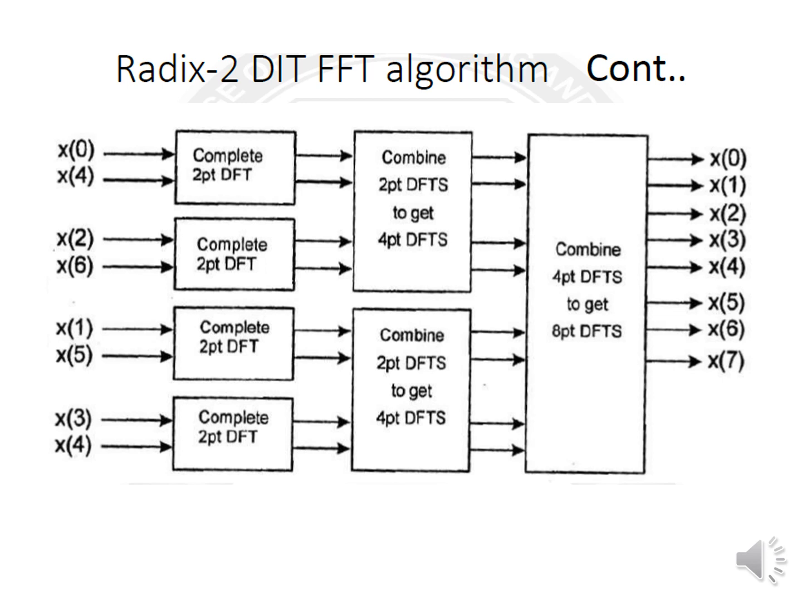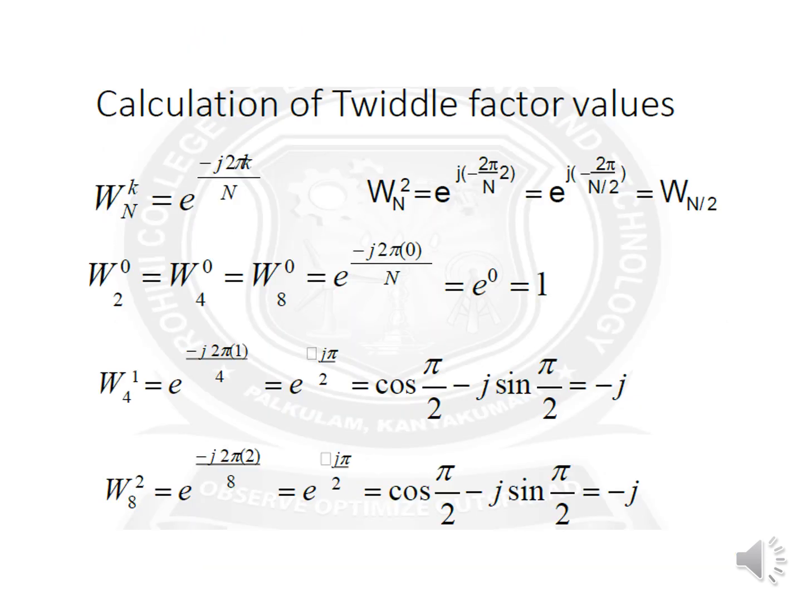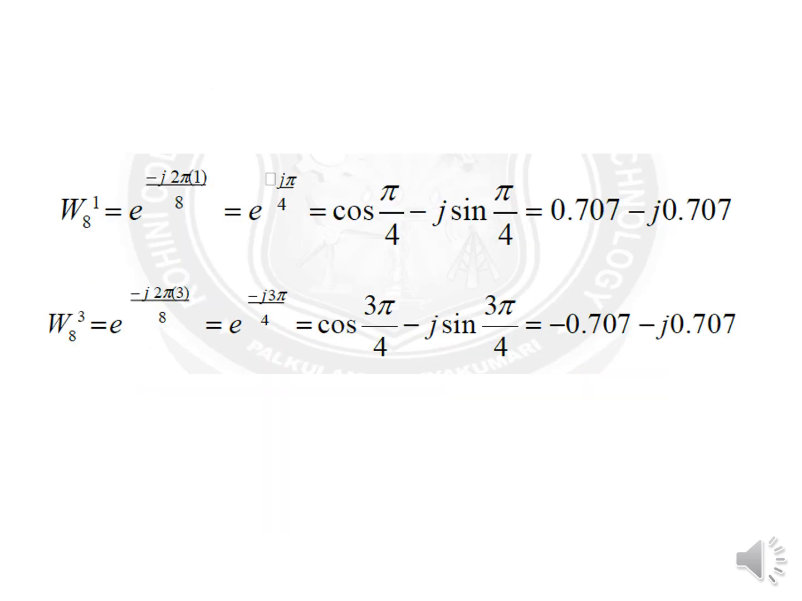Here, this is the radix 2 DIT FFT algorithm. First, the sequence is split into even sequence and odd sequence, and in the first stage we are computing 2 point DFT. Next, this 2 point DFT is used to form 4 point DFT, and finally we are forming the 8 point DFT, and here the outputs are in the regular order. In the previous slide we know that we are having 4 twiddle factors: W8 power 0, W8 power 1, W8 power 2 and W8 power 3. Therefore, we are just going to calculate the twiddle factors by using the same formulas.